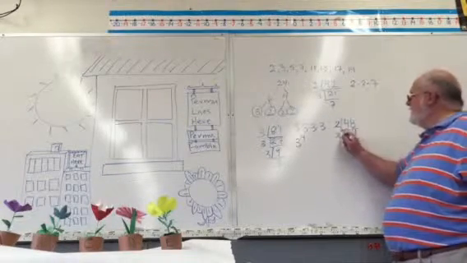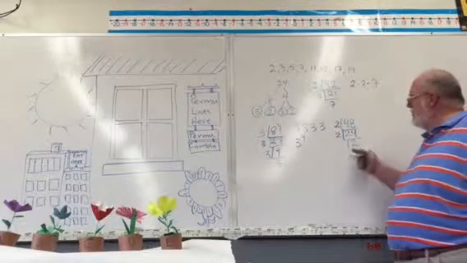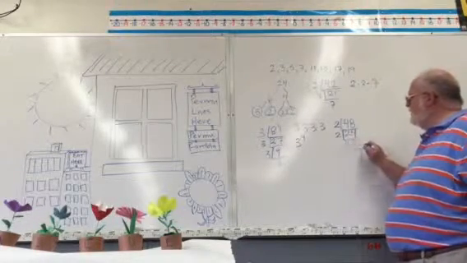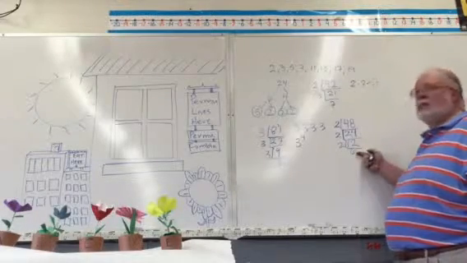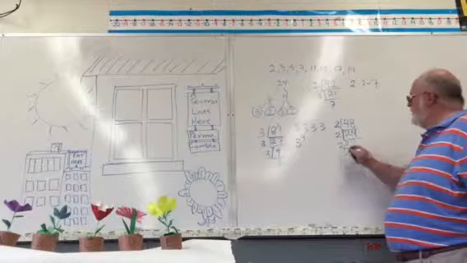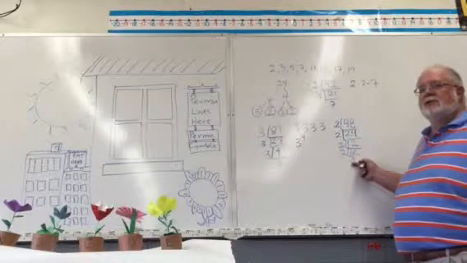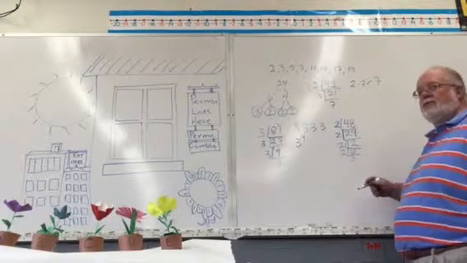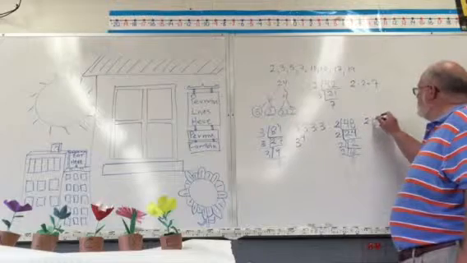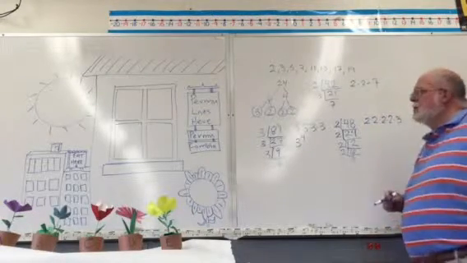Now I'm on solid ground again. 2 times 12 is 24. This is not prime, but it is even, so 2 again. 2 times 6, not prime. 2's again. My final number here is 3, which is a prime number. So I'm done. The prime factoring for 48 is 2 times 2 times 2 times 2 times 3.